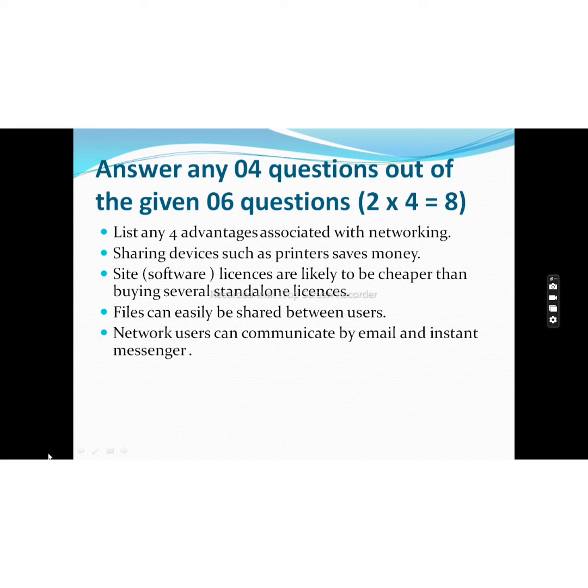Now, site licenses are likely to be cheaper than buying several standalone licenses. Next one, files can easily be shared between users. Once we have made a file, we can easily share it with our friends or colleagues. Network users can communicate by email and instant messenger. People are technically expert, like techie people. They can't live without the technology. So they are interacting with each other through instant messaging software.